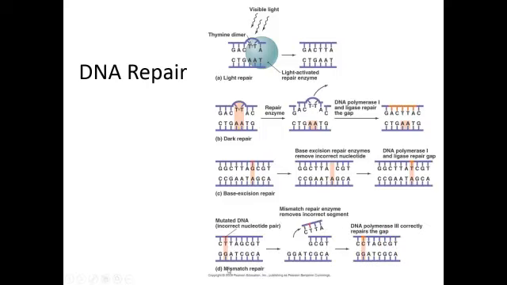And lastly, mismatch repair. So we've got the same situation here. We've got a T trying to bond with a G. It's not working out. Mismatch repair enzymes, instead of taking out just the mistaken one, take out a whole chunk, and then DNA polymerase 3 comes in and repairs the gap. Ligase comes in, fills in the nick.